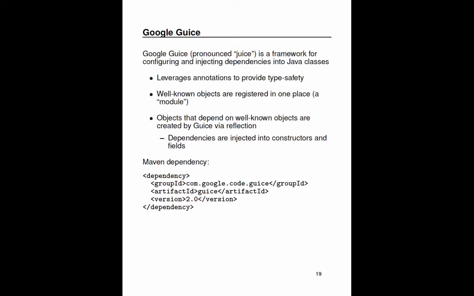In Guice, all of your well-known objects, these are the dependent objects that you care about, are registered in one place called a module. Then when you go and create your objects, you use the Guice API to say, hey, give me an instance of bookstore, and then Guice will be responsible for finding the instance of credit card service and the instance of book inventory that it needs. So Guice creates all the objects for you, or injects them into the constructors and the fields. So here is how the Maven dependency looks. Add this to your POM file, and you're ready to use this API.